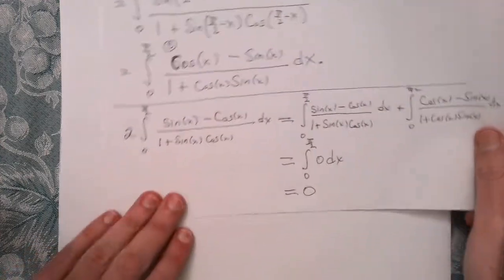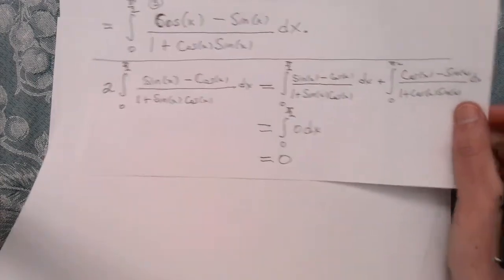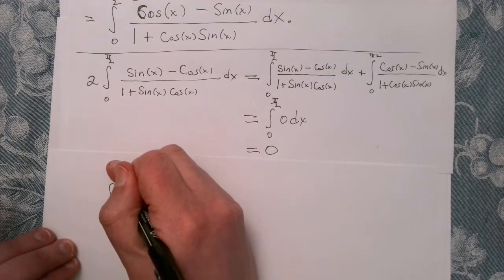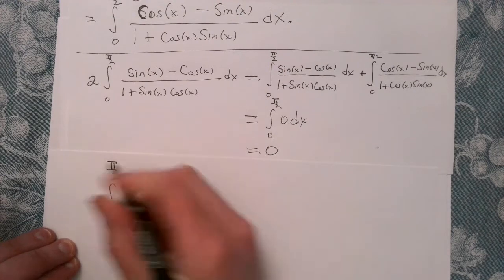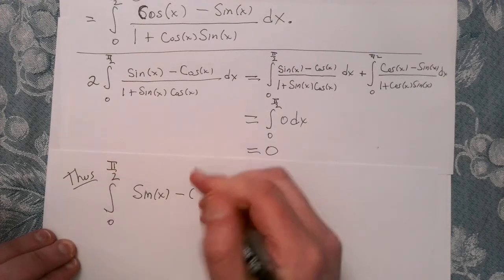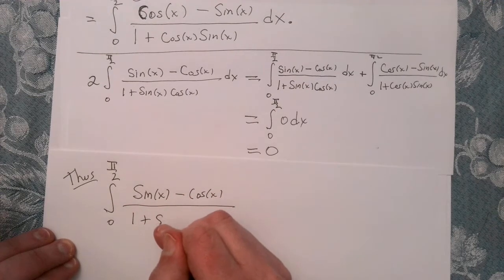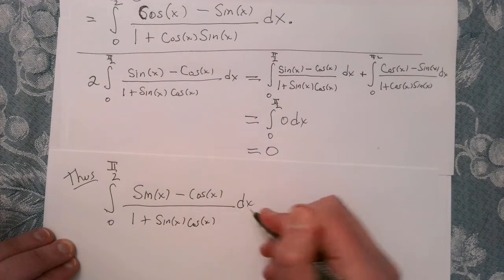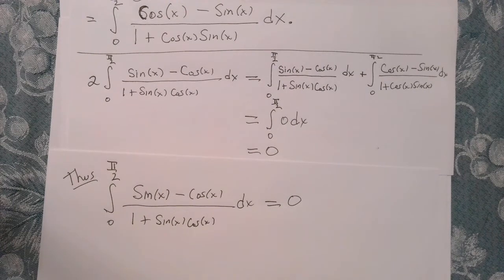And so if 2 times the original integral is 0, just by dividing both sides by 2, that implies that the original integral is actually 0. So thus, the original integral is equal to 0. What a cool problem.